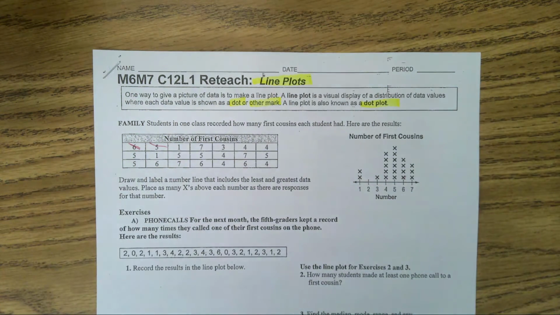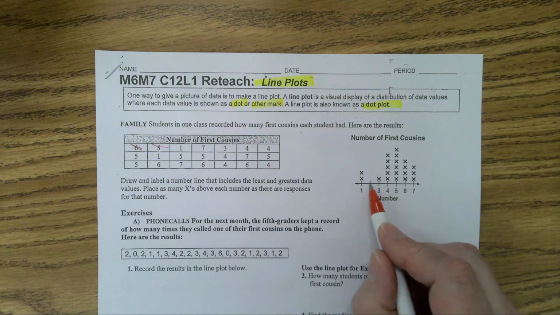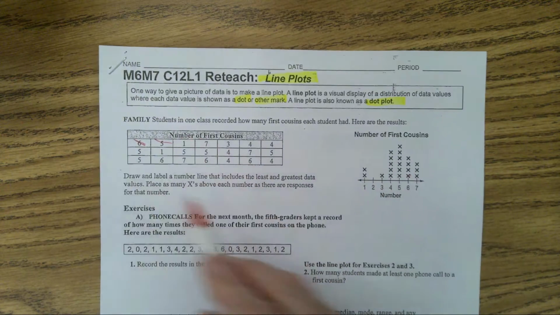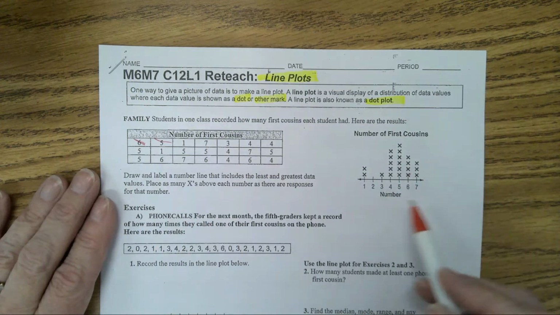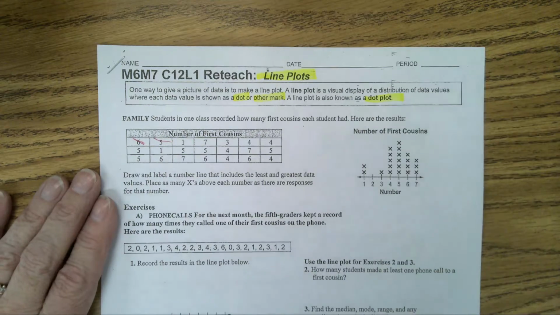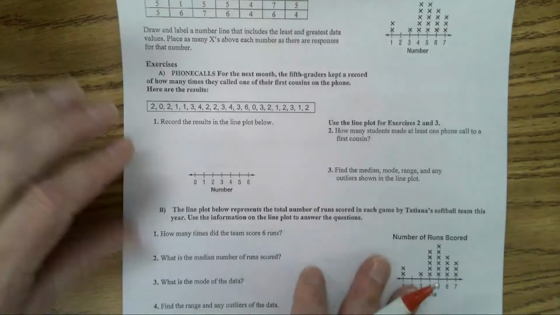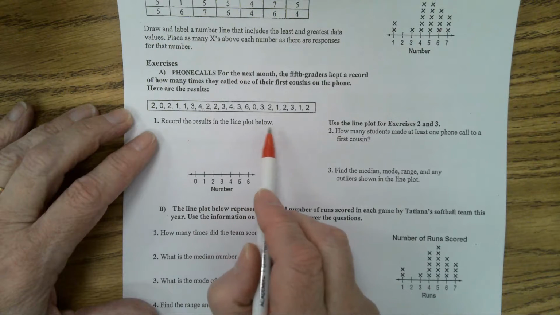Now, did anyone have two cousins? No, isn't that sort of strange? No one had two cousins in that list. Now, any questions on how they did that? Let's just go to the exercises and practice doing this. Record the results in the line plot below.